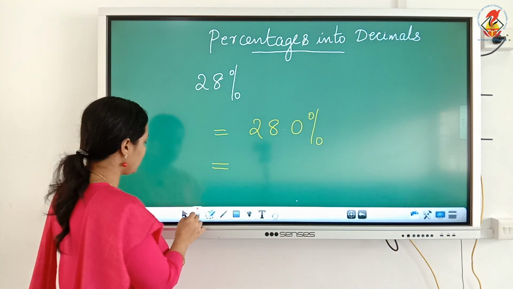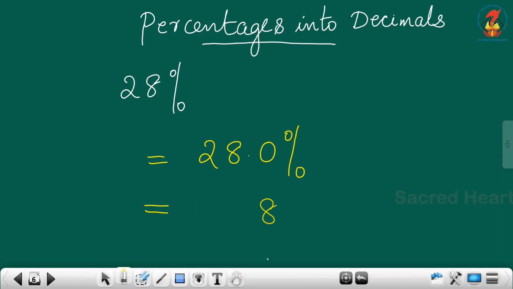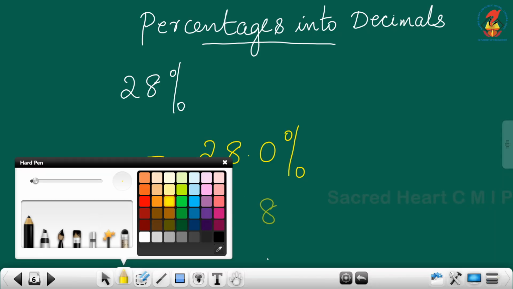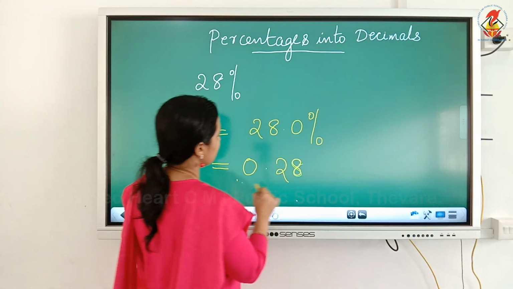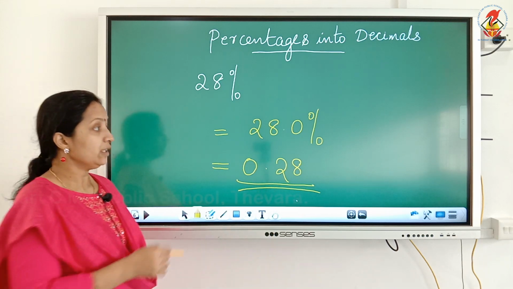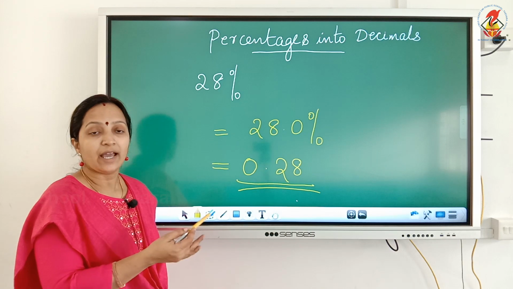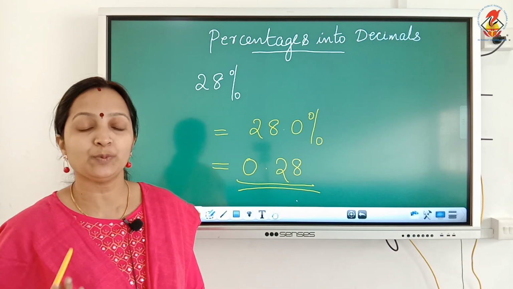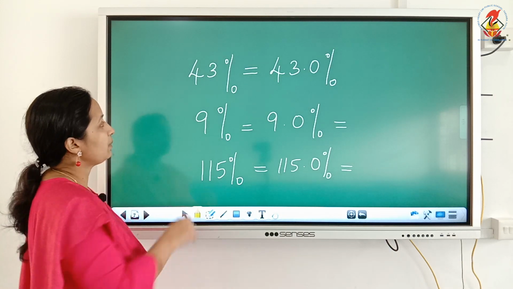So what is the answer children? What will be the answer? 0.28. The answer is 0.28. Okay, I hope it's clear. 28% means what? 0.28. So what we have to do children, just drop the percentage sign and just move the decimal point 2 places to the left side. Okay, let's look at some more examples.